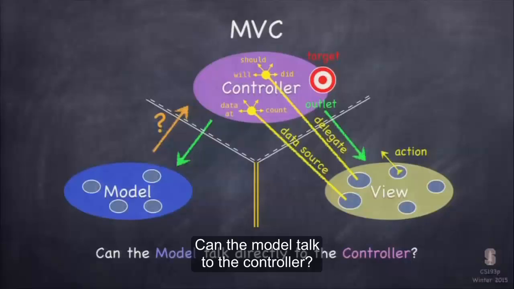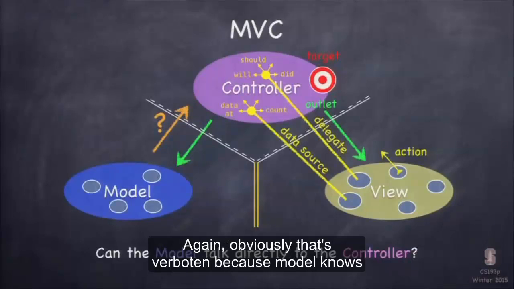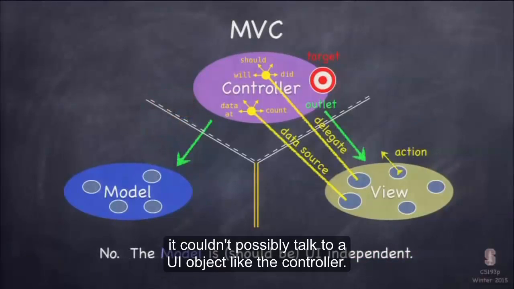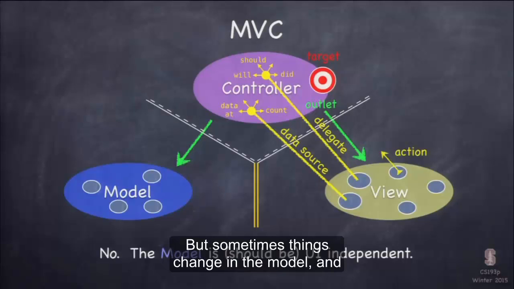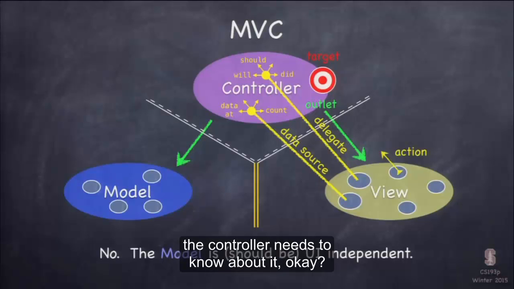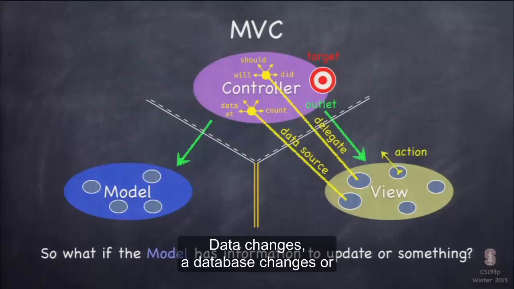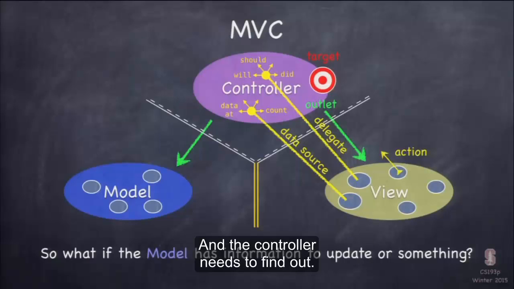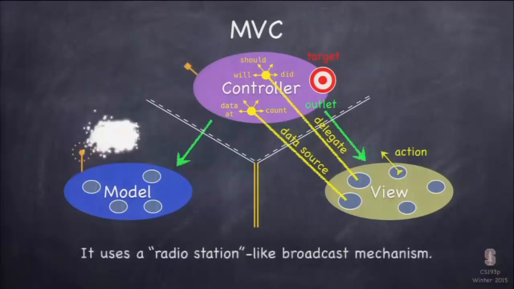What about this communication? Can the model talk to the controller? Again, obviously that's verboten because the model knows nothing about UI, so it couldn't possibly talk to a UI object like the controller. But sometimes things change in the model, and the controller needs to know about it. Okay, a database changes, or the model is some network database, and somebody changes something on the network, and the controller needs to find out. So how do we do that communication?